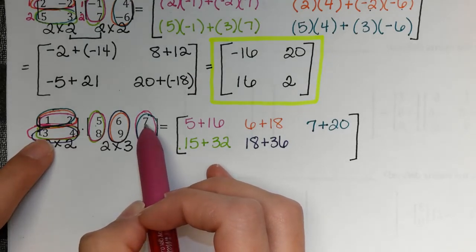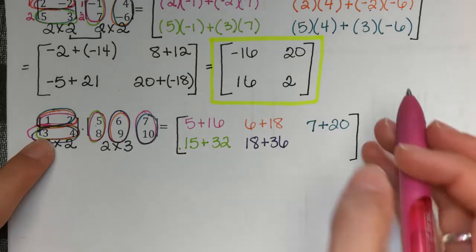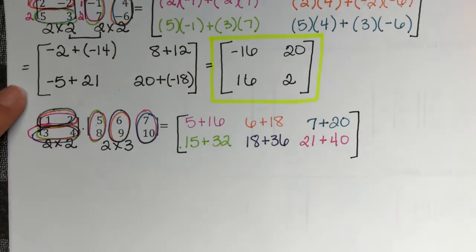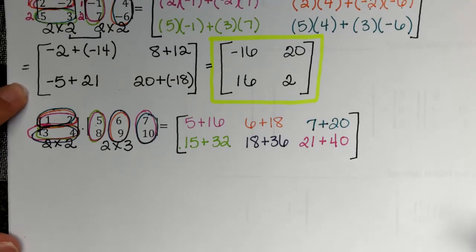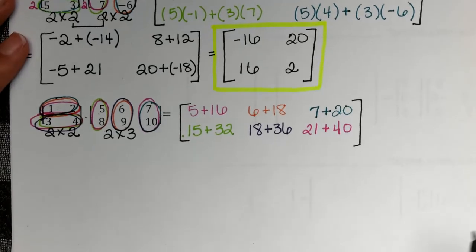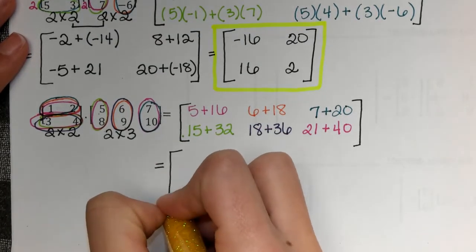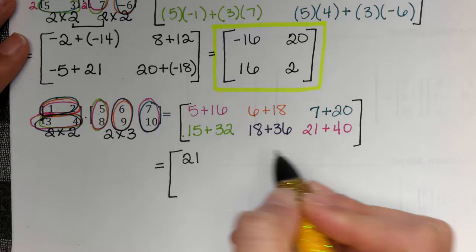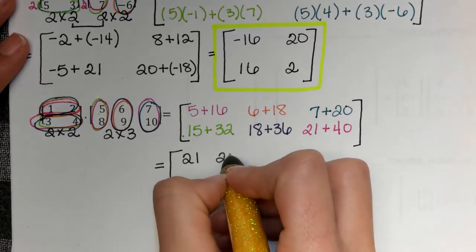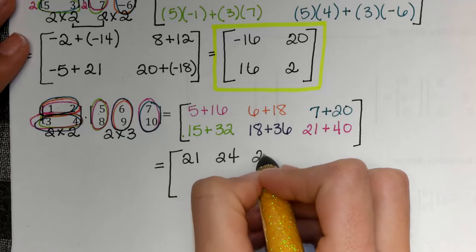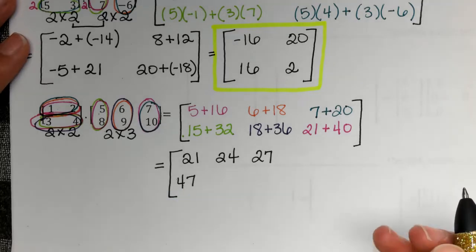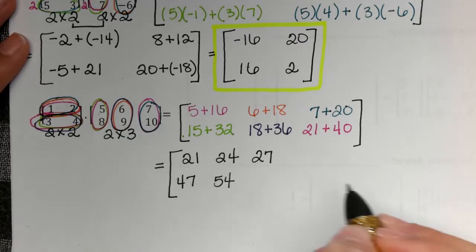So then, second row, third column, 3 times 7, plus 4 times 10. So then 5 plus 16 is going to give me 6 plus 18. And 7 plus 20. 15 plus 32. 18 plus 36. 21 plus 40.